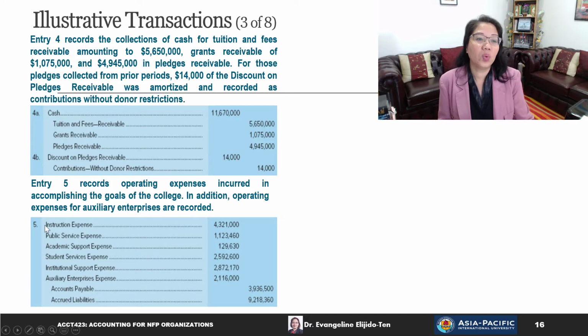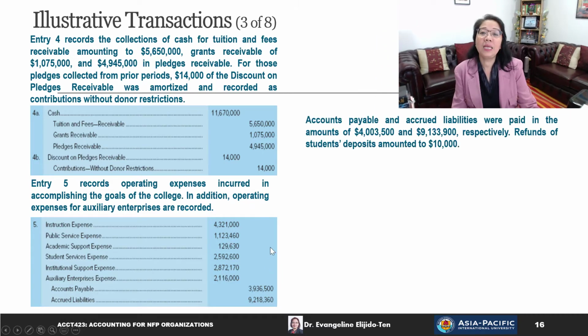So here we are debiting all the instruction expense, public service expense, academic support expense, student services expense, institutional support expense, and auxiliary enterprise expense. These are all given figures. And our credit would be to accounts payable as well as accrued liabilities for the given figures. All right, let's move on.